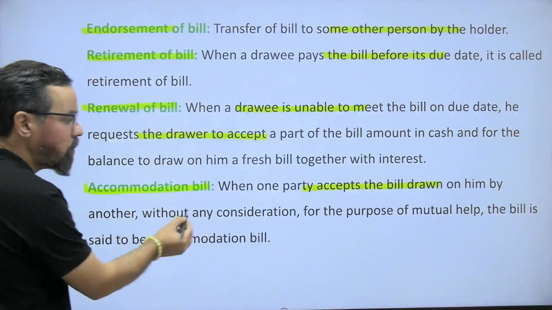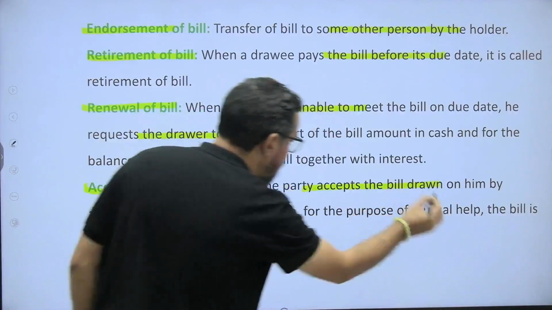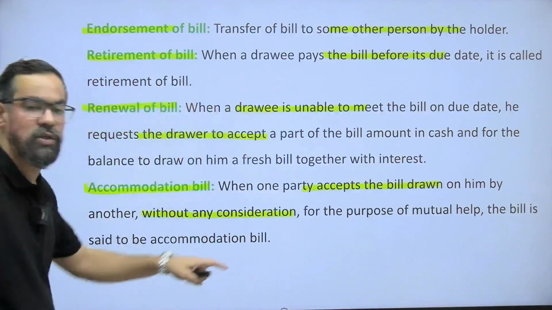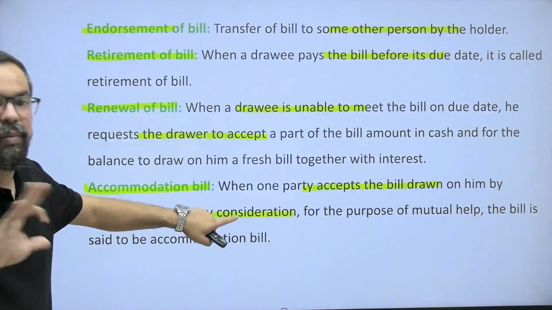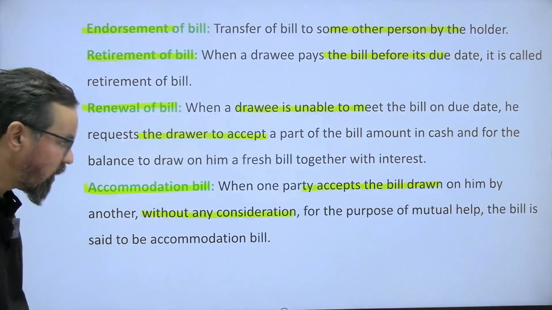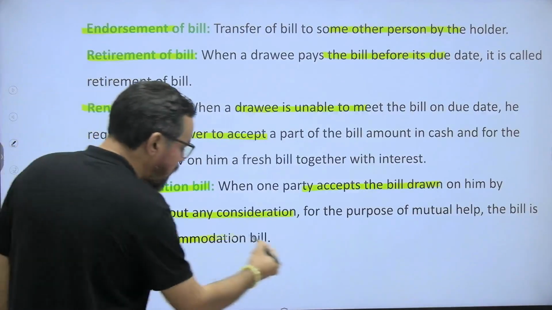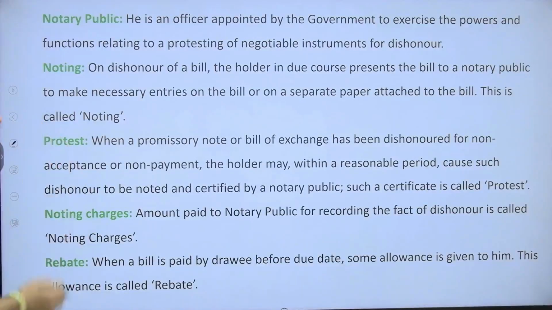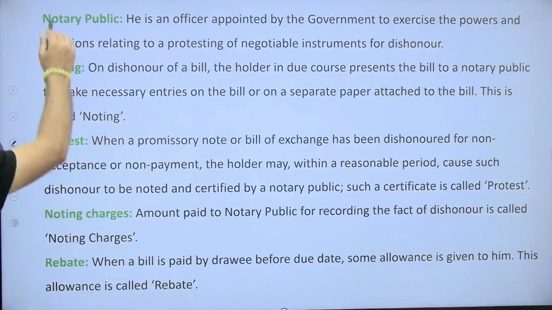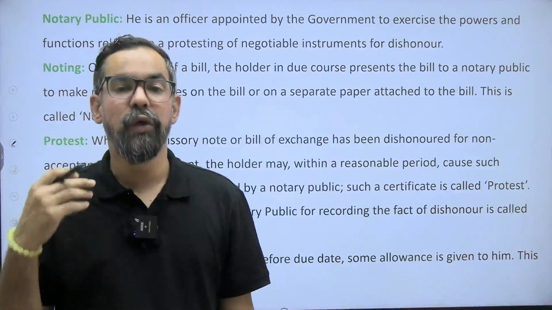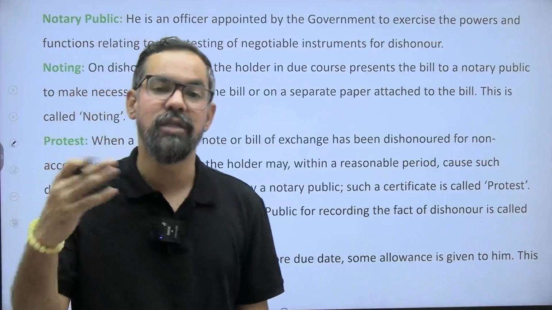Okay? So when one party accepts the bill drawn on him by another without any consideration, there is no sales or purchase between those parties. Okay? For the purpose of mutual help, the bill is said to be an accommodation bill, right? Next one. Now, these particular things are generally from here to here. They generally belong to the case of default. Okay, let's say default means dishonor.